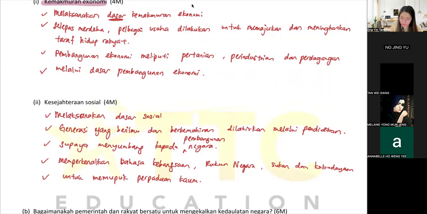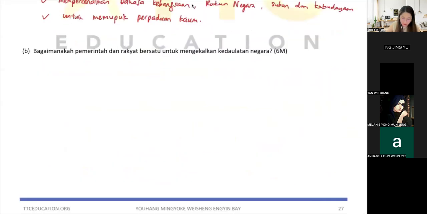So, bagaimanakah pemerintah dan rakyat bersatu dalam mengekalkan kedaulatan negara kita? Wow. This one. What can we do to mengekalkan? Oh, guys, this is very interesting. Can you guys tell me what did the government and the citizen need to do? You see, when they give you bagaimanakah, it means they want you to give me the langkah-langkah. The langkah-langkah to maintain the kedaulatan negara kita. We know that we have the leaders and the rakyat. They want you to write both.